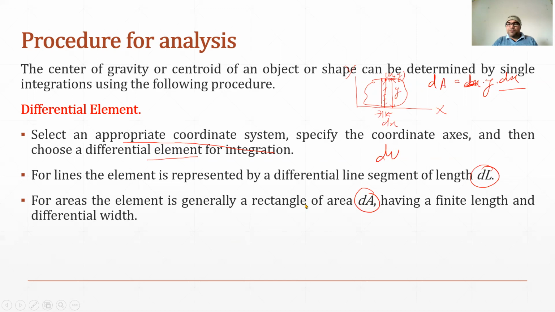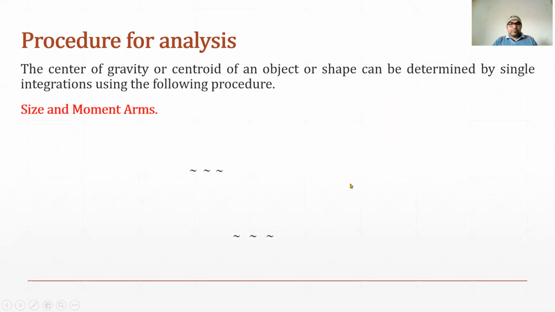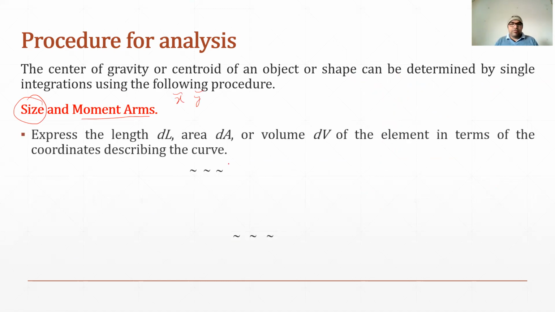But as I said, we will be mainly focused on determining the centroid. After that, we will be calculating the size or the area and the moment arms. First we have to express length dl, area A, volume V of the element in terms of the coordinates describing the curve. As I said, dA will be equal to y into dx. So we have described this element in terms of the coordinates which are describing the curve.